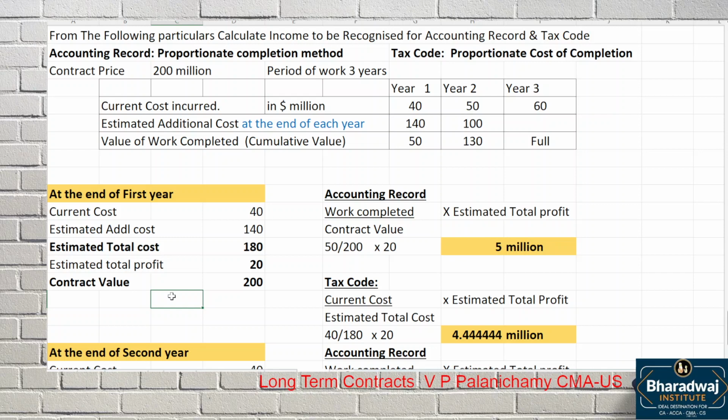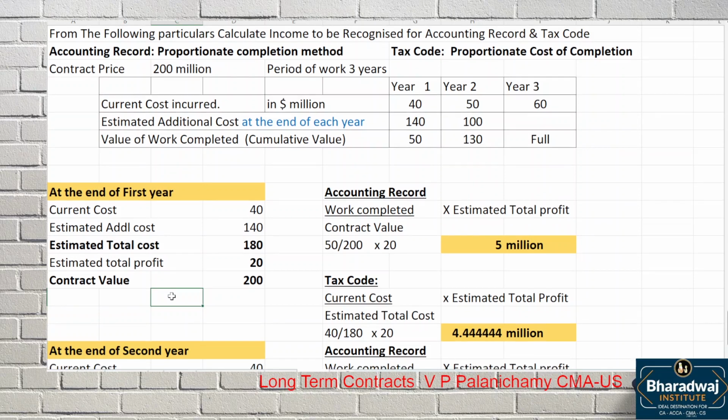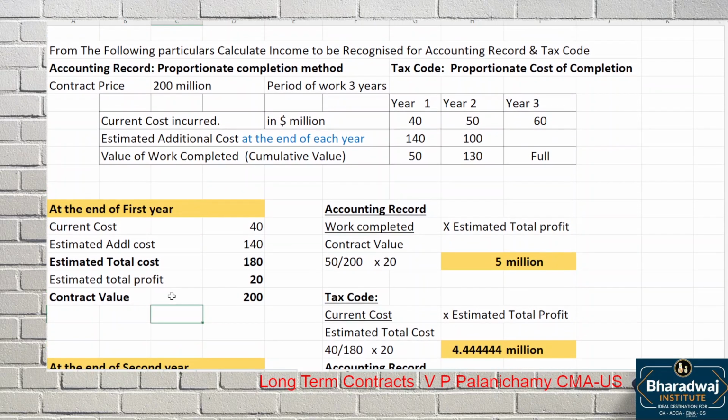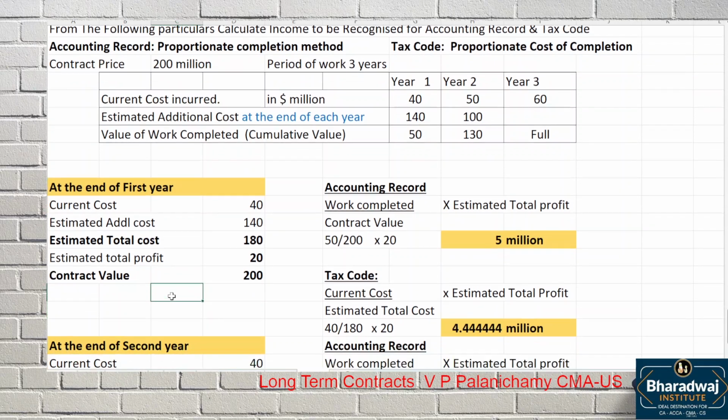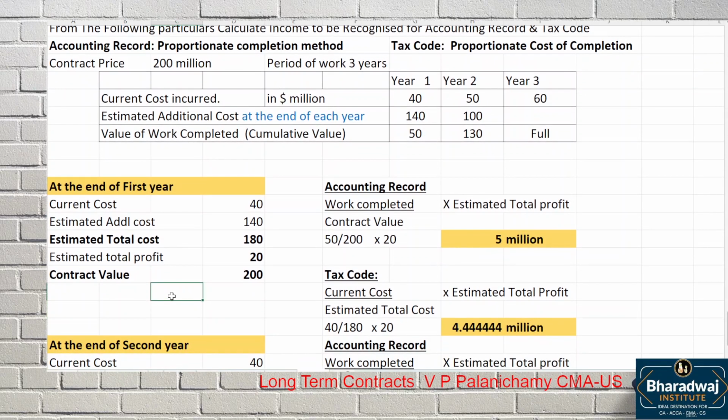Profit will be carried forward. We'll see cumulative profit. Second year, we'll work out cumulative profit minus what is transferred in first year, and the balance you will take in second year. Let us work out cumulative profit. Have we copied this at the end of first year?